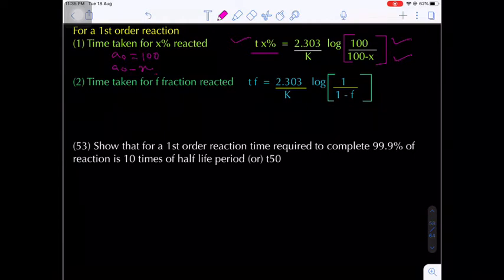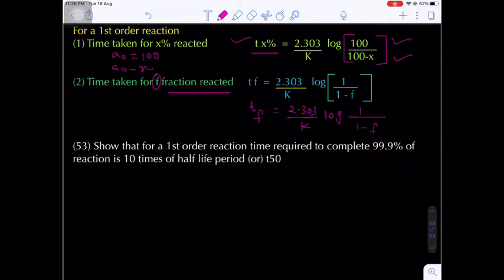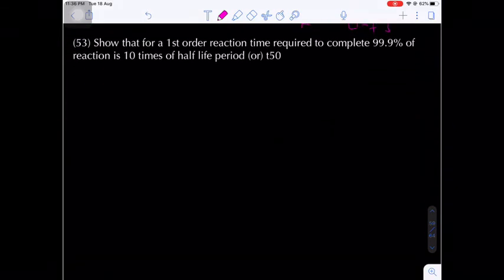Okay. Now in case of a fraction, that means less than 1, so Tf, where the fraction is 1 by 2, 2 by 3, 7 by 8, etc. T fraction is the time taken for the completion of a fraction of a reactant: 2.303 by K log of 1 by 1 minus F, taking the maximum value as 1. If in the question percentage is given, then you can take 100 by 100 minus X. If the fraction is given, 1 by 1 minus F. Okay. Now there are some questions.